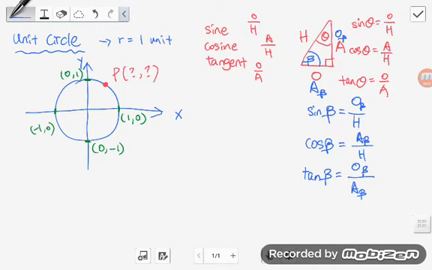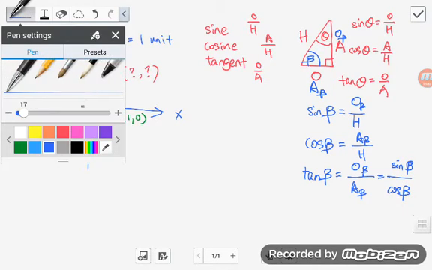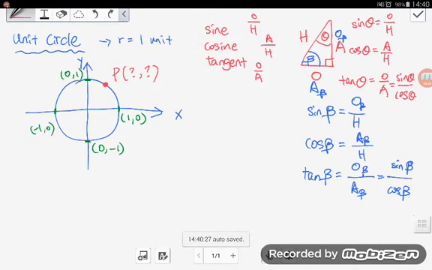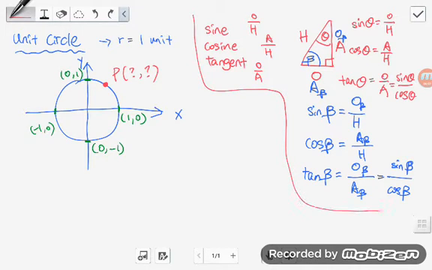Okay, there was one property that we also came across a long time ago. My tangent beta is also equal to my sine beta over my cosine beta. Right? So in other words, my tangent theta here is also equal to my sine theta over my cosine theta. Okay? Now, anyways, these are just very basic review of the stuff that we learned a long time ago about trig.